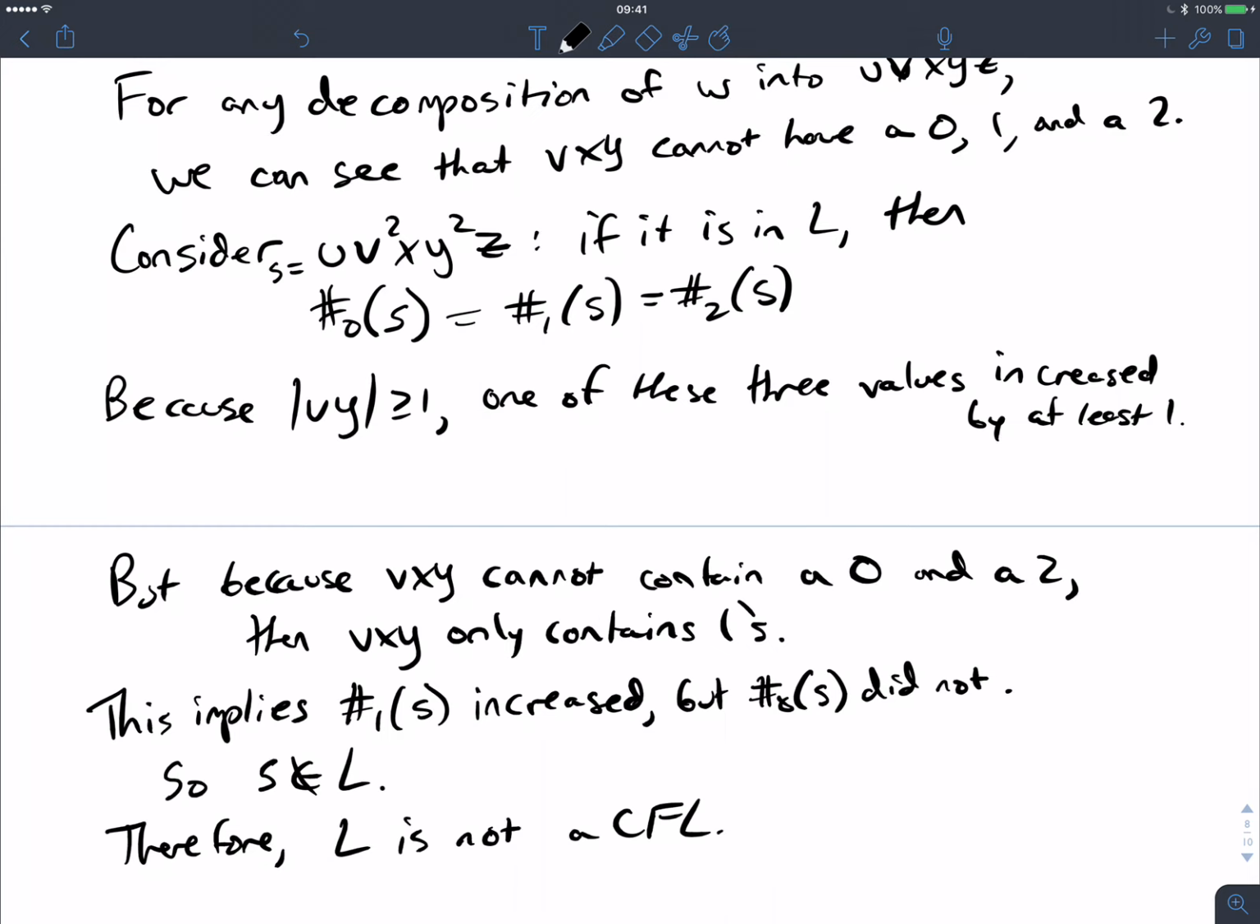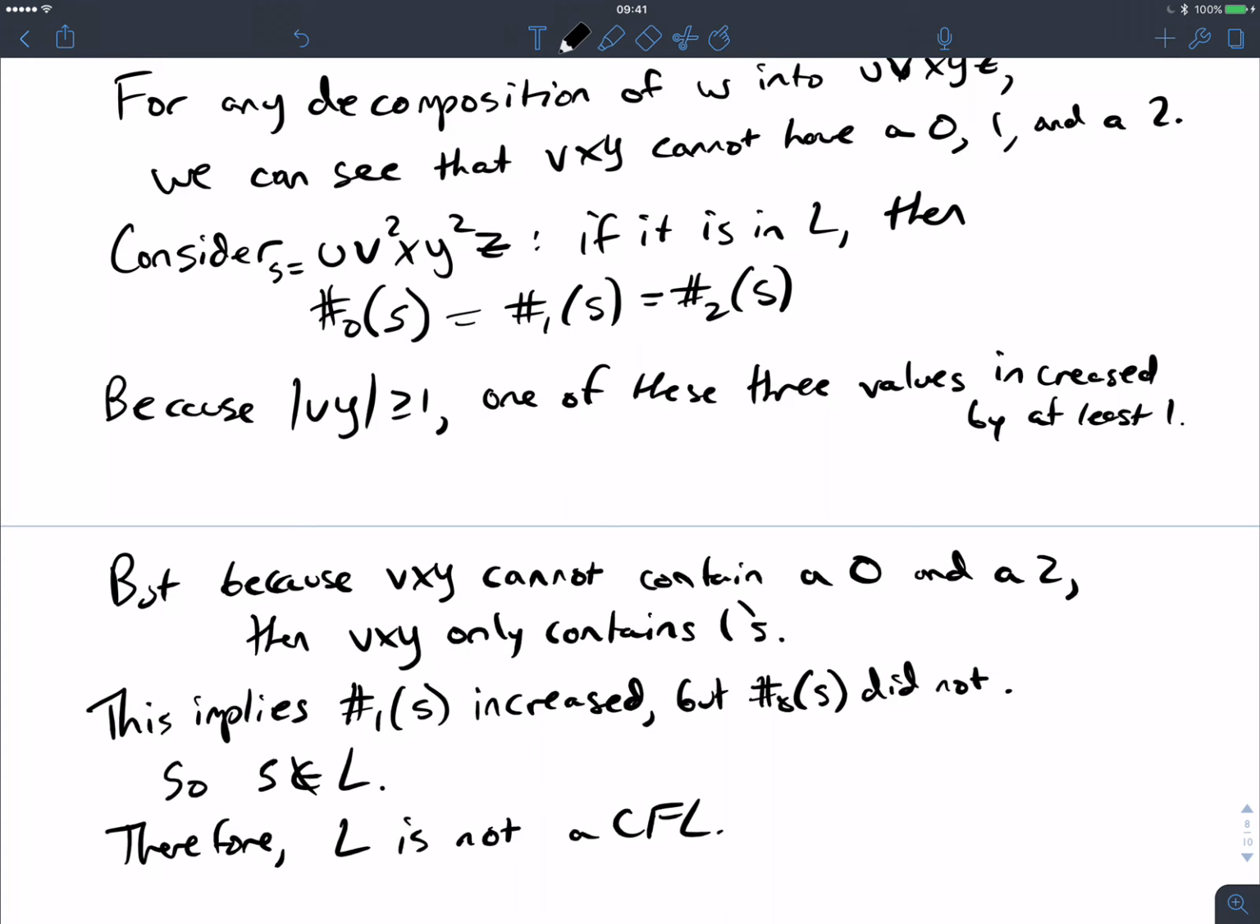Well, in the original string, VXY could not have had a 0 and a 2 simultaneously. So there's no way I could have pumped one of those 0s or 2s. So the only possibility is if VXY is entirely in the 1s, which could be possible. But since I pumped in characters, the number of 1s must have gone up. But the number of 0s and 2s didn't go up either. And so therefore, there's no way it could have been in the language.